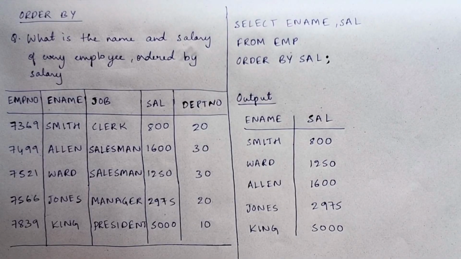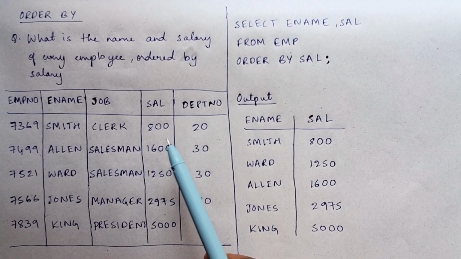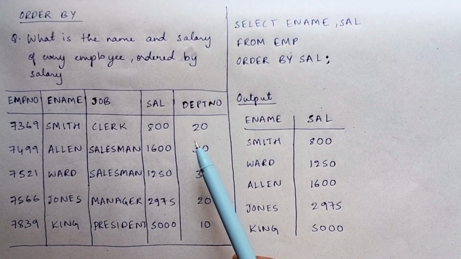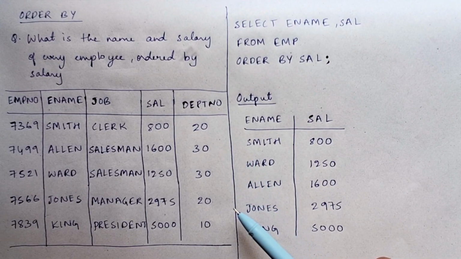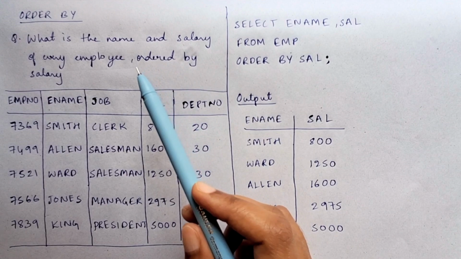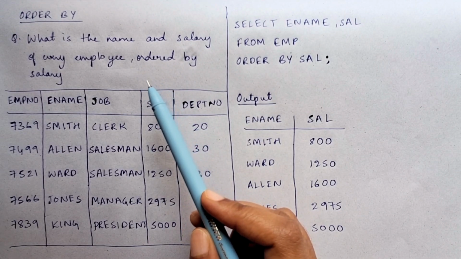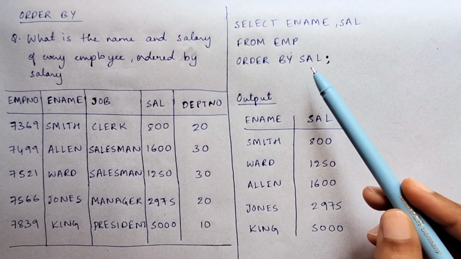Now let's understand order by using a simple EMP table which has 5 columns, that is employee number, employee name, job, salary and department number. Right now observe carefully, the data is not sorted at all. It is just stored as inserted. And now we will use order by to sort this data. What is the name and salary of every employee ordered by salary? And this is the query to sort the data salary wise.